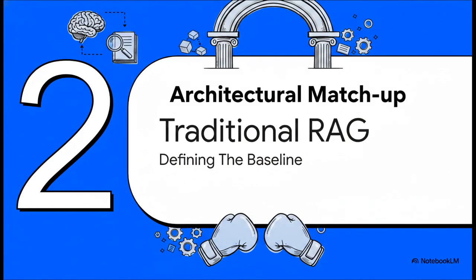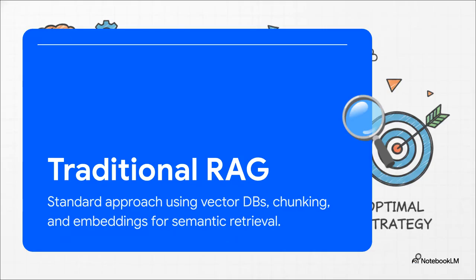Moving right along to Section 2. Architectural Matchup, Traditional RAG Defining the Baseline. So traditional RAG. This is the baseline solution for AI information retrieval that has basically taken the tech world by storm. When people talk about giving an AI custom data, this is usually what they're talking about.